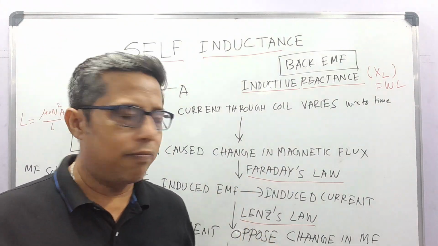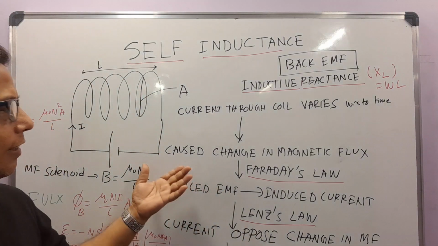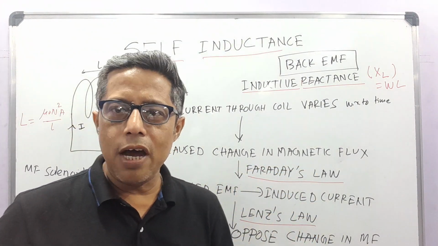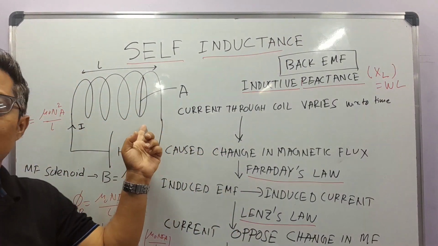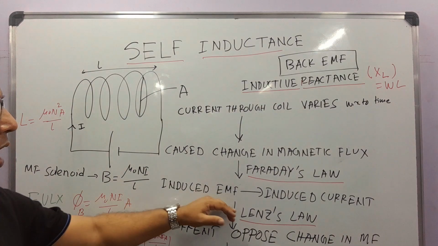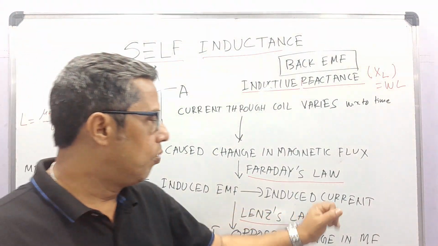Now here Faraday's law of electromagnetic induction comes in. It tells us that change in magnetic flux will produce induced EMF. Where will it produce? In this coil. Here we will get the induced EMF. Now induced EMF causes induced current, right? So induced current will be coming.